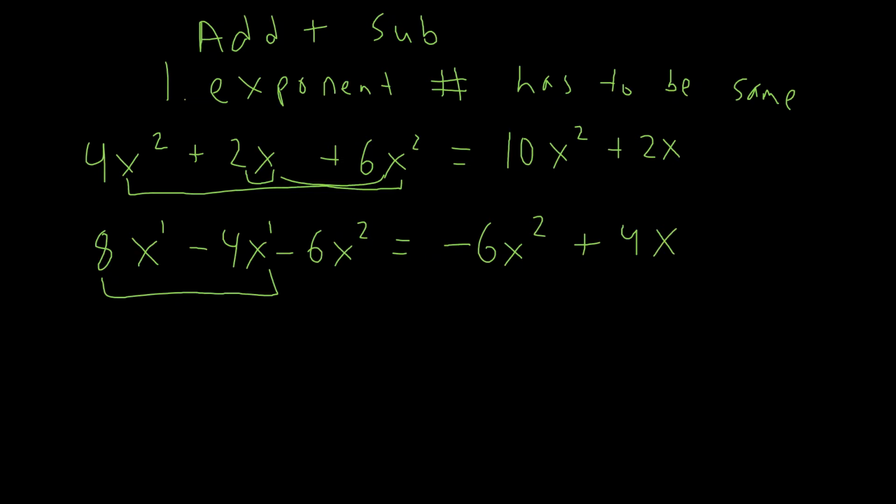So if I have a question like this, right? Let's say it's 8x to the third power minus 4x. And I said, hey, subtract them. Well, the answer here would actually be the same thing. So the answer would be 8x to the third power minus 4x. The reasoning why is that these two can't subtract because they don't have the same exponent number.